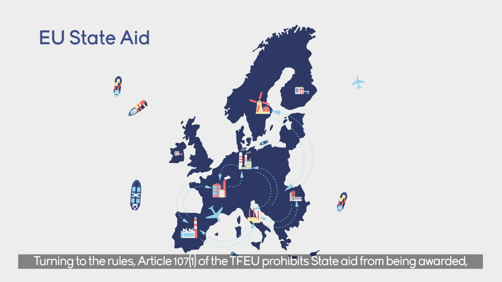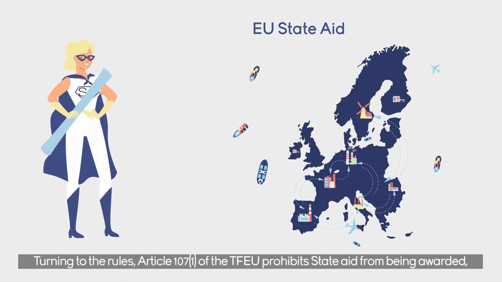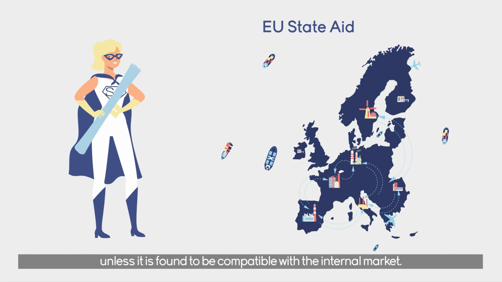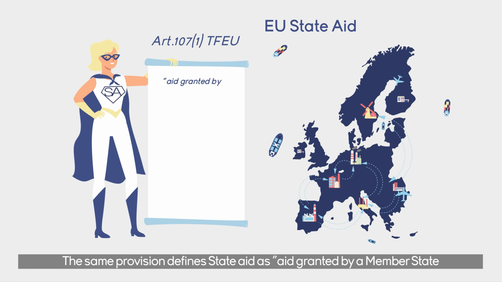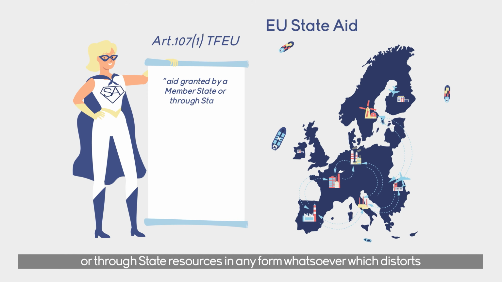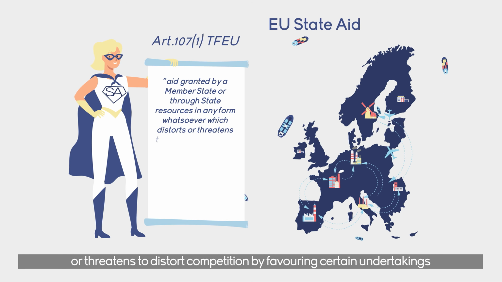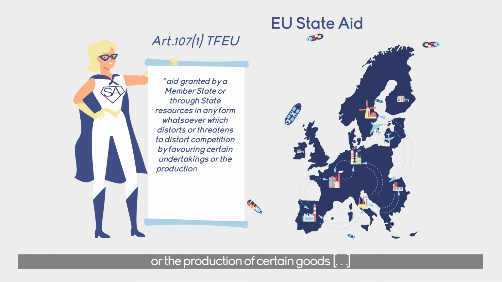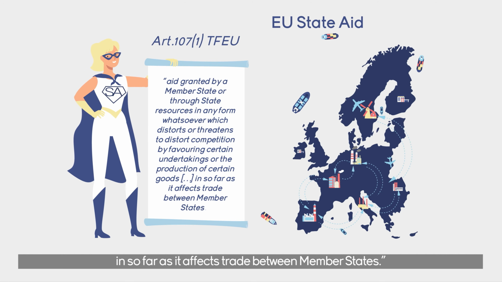Turning to the rules, Article 107(1) of the TFEU prohibits state aid from being awarded, unless it is found to be compatible with the internal market. The same provision defines state aid as aid granted by a member state or through state resources in any form whatsoever, which distorts or threatens to distort competition by favoring certain undertakings or the production of certain goods, insofar as it affects trade between member states.